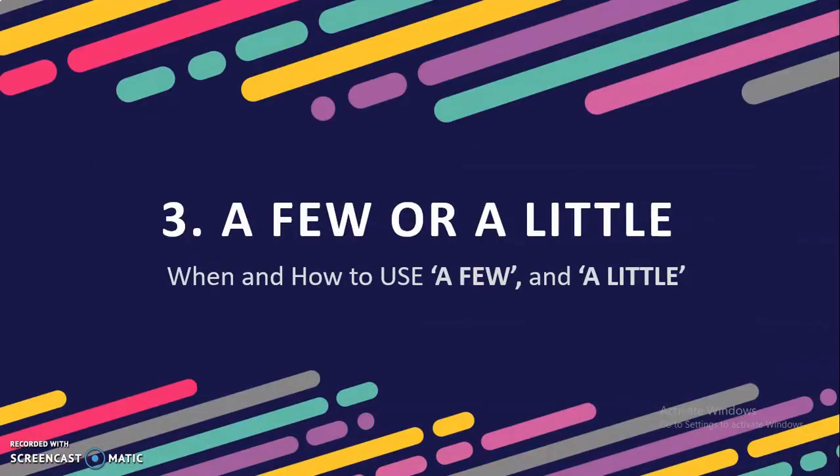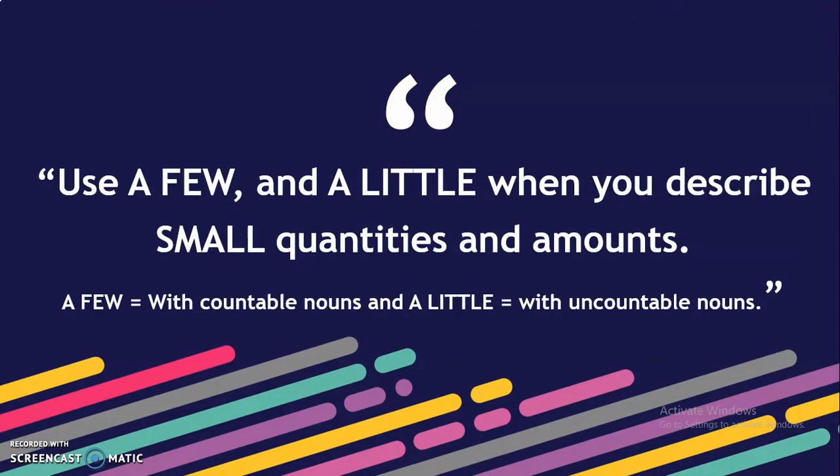Well done. Now let's come to the third section. Here we are going to see how we can use a few and a little. Let's see the rules as well as examples. First, let us see when we use these words. We use these words when we want to describe small quantities and amounts. Don't forget, you use a few with countable nouns, and you use a little with uncountable nouns.